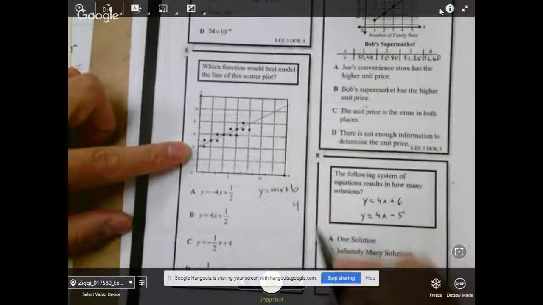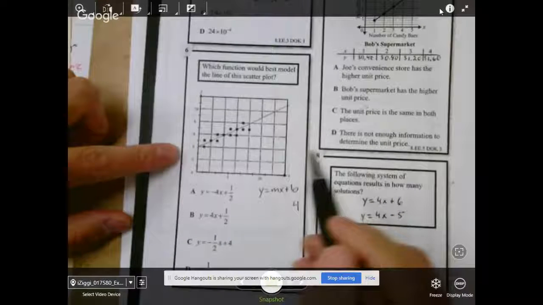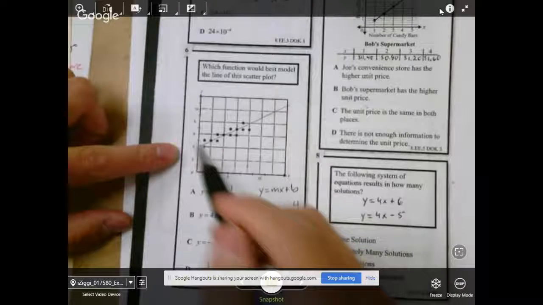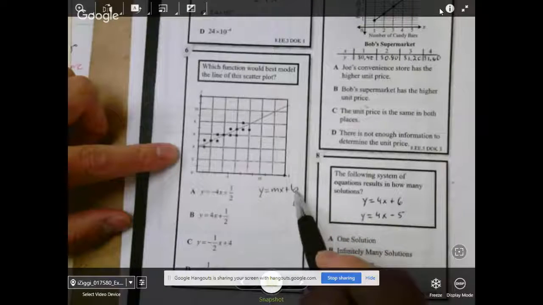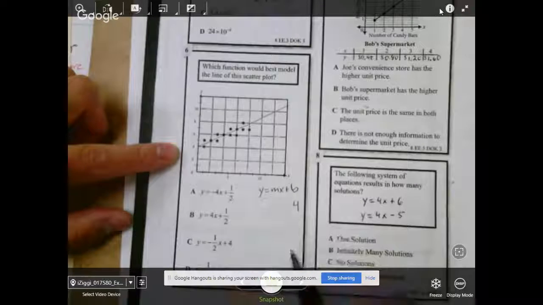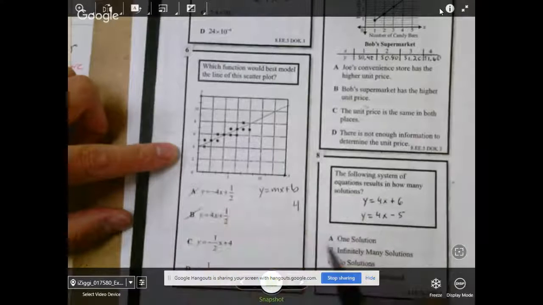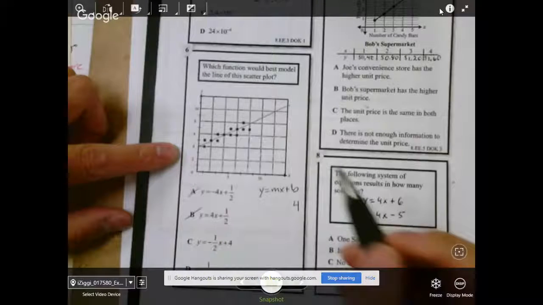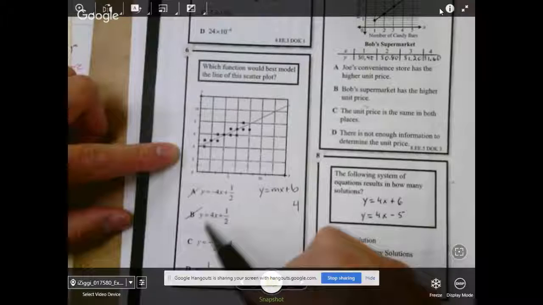So the y-intercept, the b, should be 4. It's not going to be 1/2. The y-intercept is 4, so let's cross those out. The slope is going to be a positive slope. Left to right, it's going up. So this one here has a negative slope. This is the one that you want.